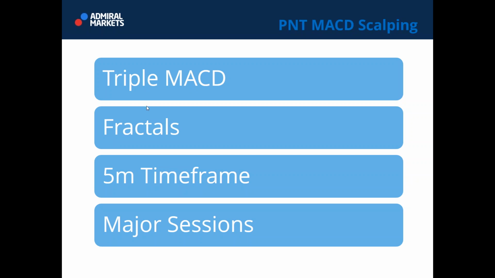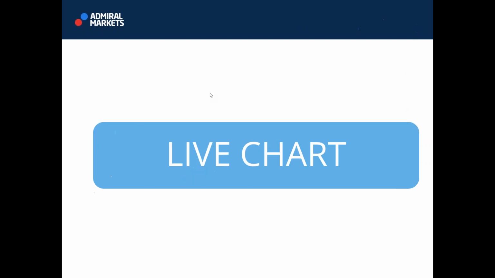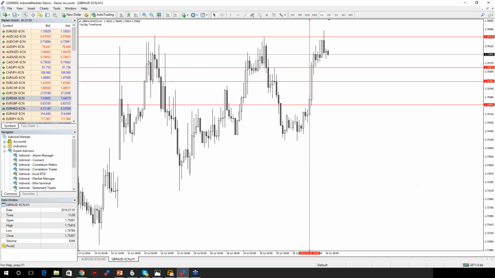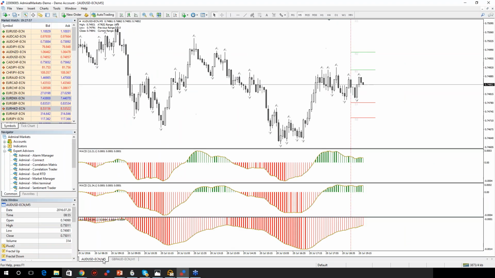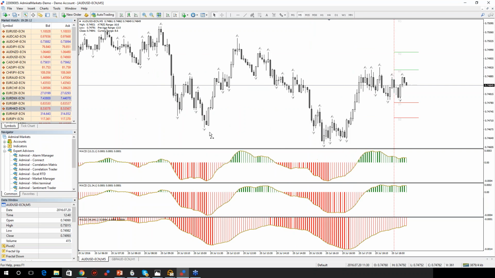So here, guys, these are what we will be using. And I will go now directly to the live chart. Okay, I won't be prolonging this. This is how it should look, guys. Okay, I like this. This is triple MACD on different settings. And you see 13, 21, 1, then 21, 34, 1, and the next setting is 34, 44, 1.